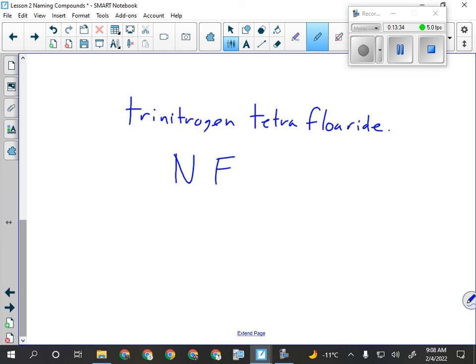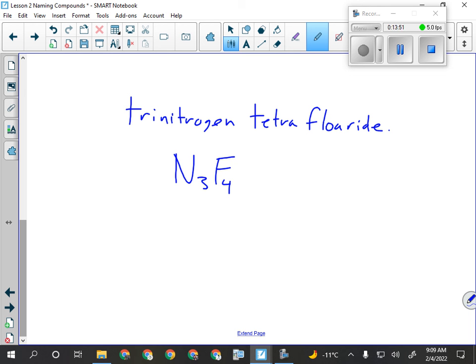The 2 things that are in here are nitrogen and fluorine. So I write the 2 symbols, and then I go with the prefixes. Tri is how many? 3. Tetra is how many? 4. Done.